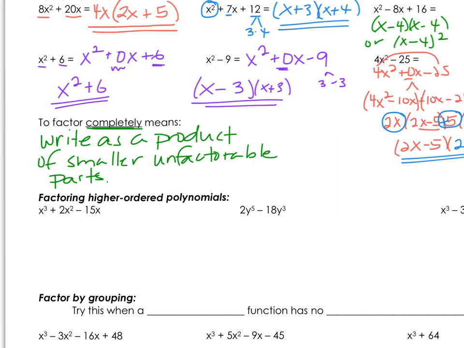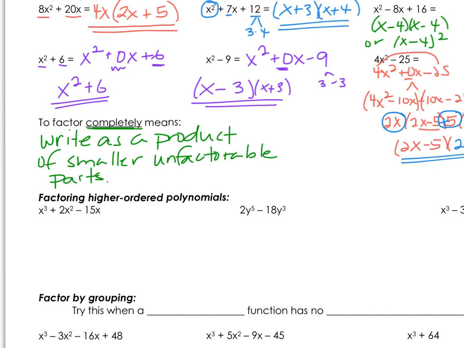As we work with these higher ordered polynomials, if you're asked to factor completely, it means you're going to want to write your polynomial as a product of smaller, unfactorable parts. And what I mean by that is nothing can be broken down further in the parentheses. Let's take a look at how this works.